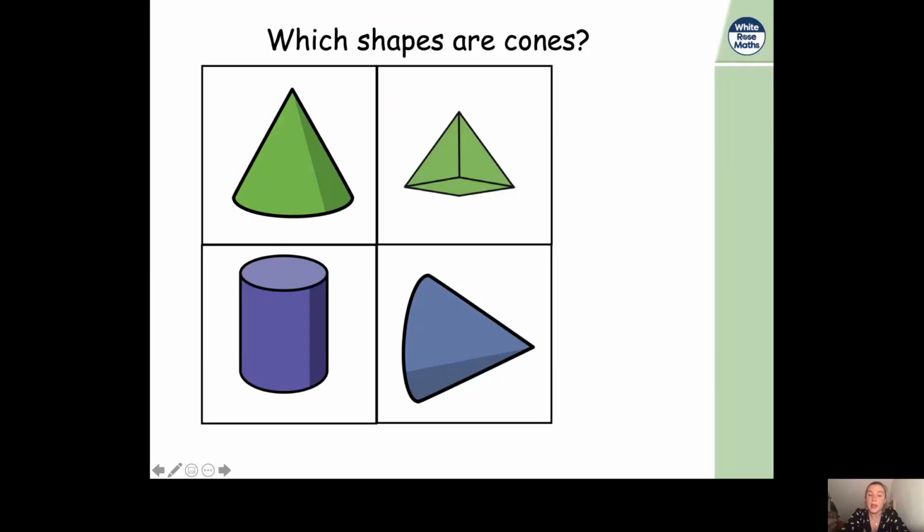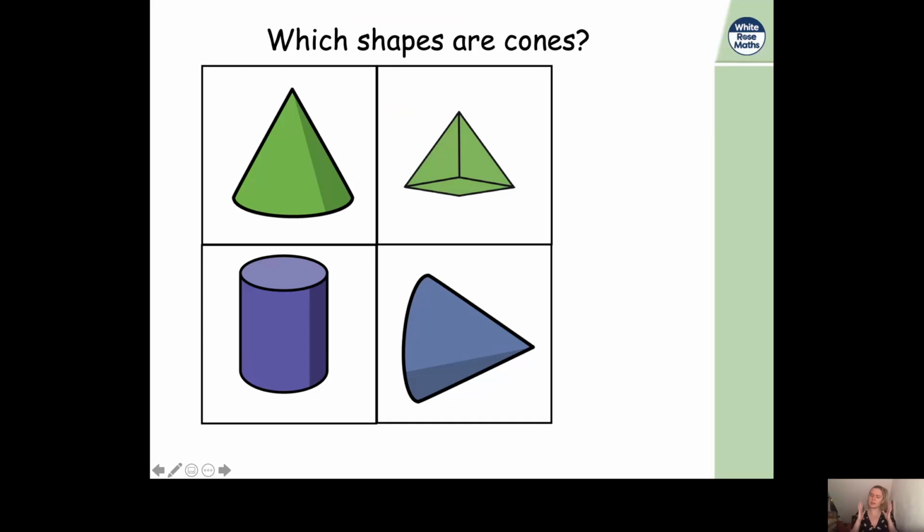Okay, so here are 4 more 3D shapes. And the question is asking us which shapes are cones. Now think back to when I showed you the different 3D shapes. What did a cone have? Did it have any curved surfaces? Did it have any flat faces? Well, what I'd like you to do is pause the video and see if you can spot the cones.